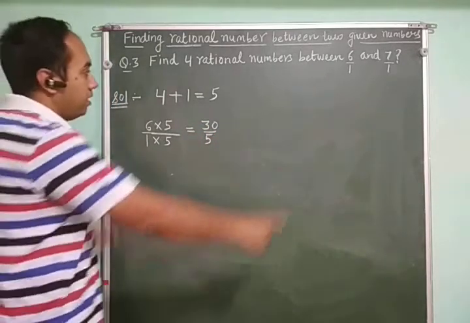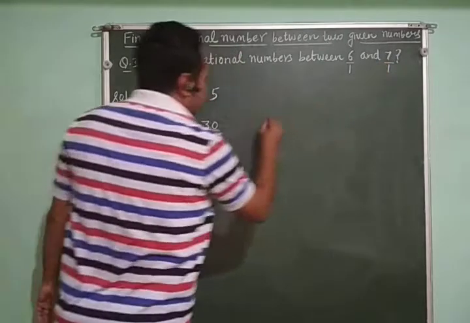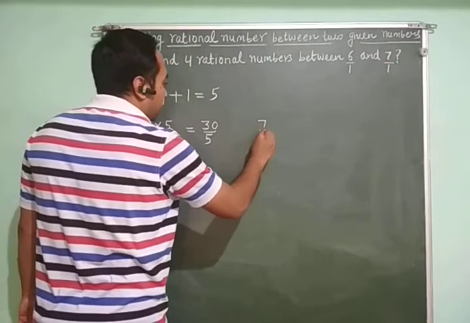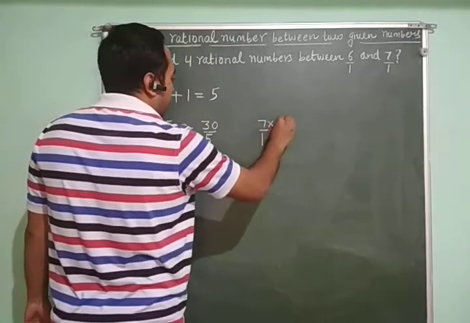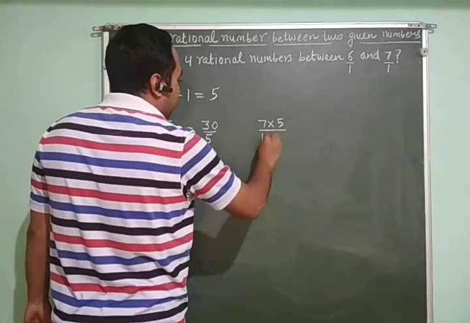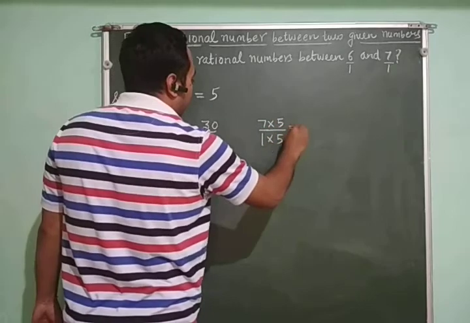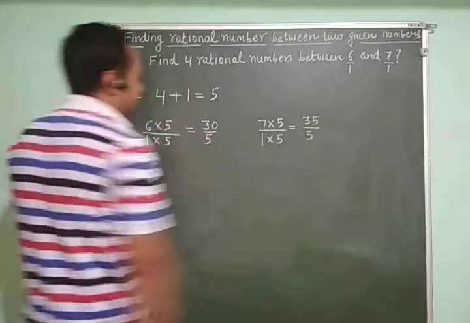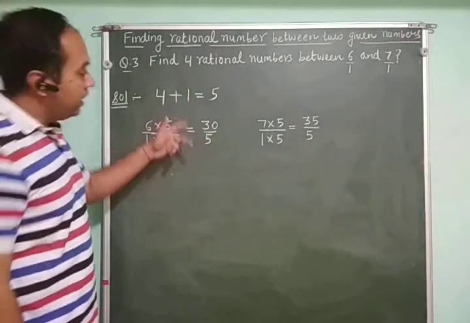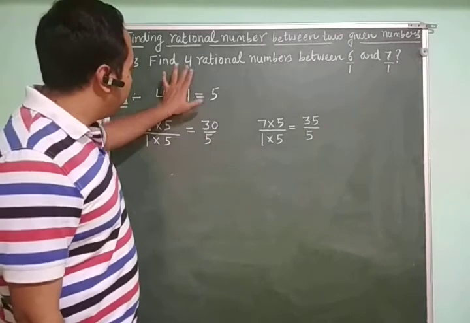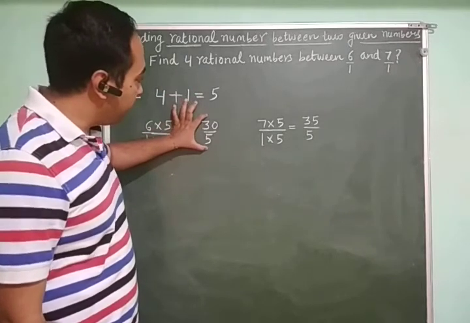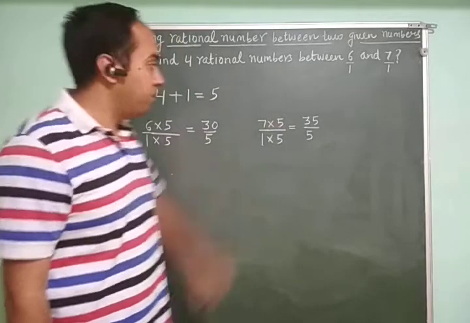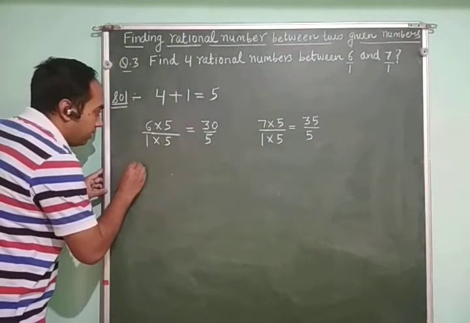In the same manner, now I will copy this 7 upon 1 over here and multiply the numerator as well as denominator by 5, and this will give us 7 5s are 35, 1 5s are 5. Now we can easily calculate 4 rational numbers between 30 upon 5 and 35 upon 5. This can be achieved in this manner.